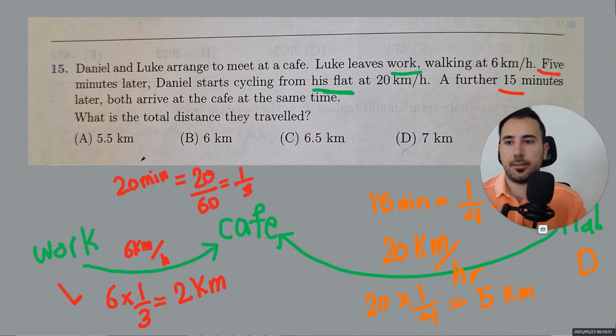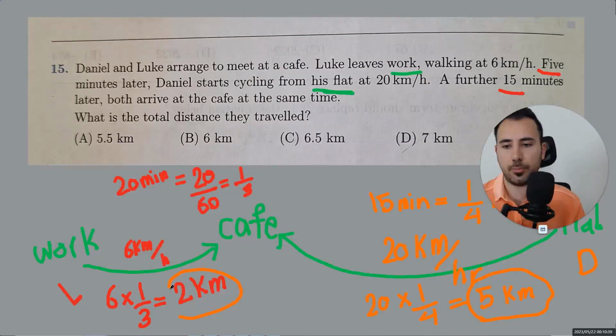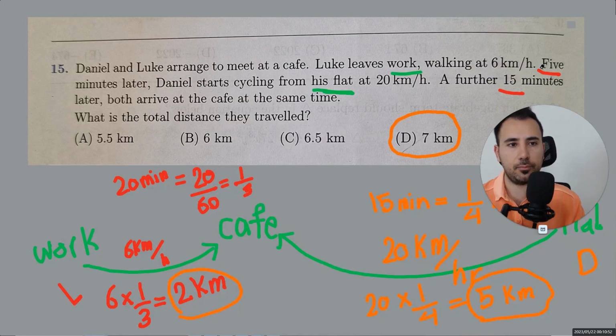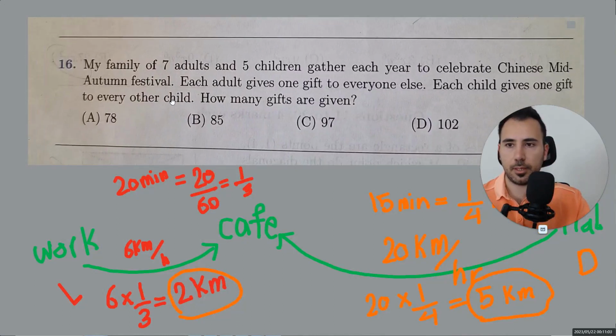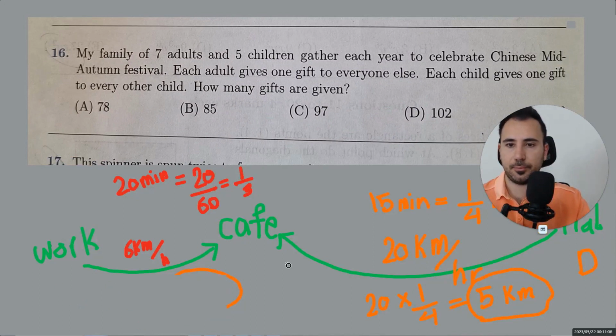So now, what is the total distance they traveled? A 5 kilometers and a 2 kilometers. 5 and 2 is 7 kilometers. So let me clear this part and do question 16 together.